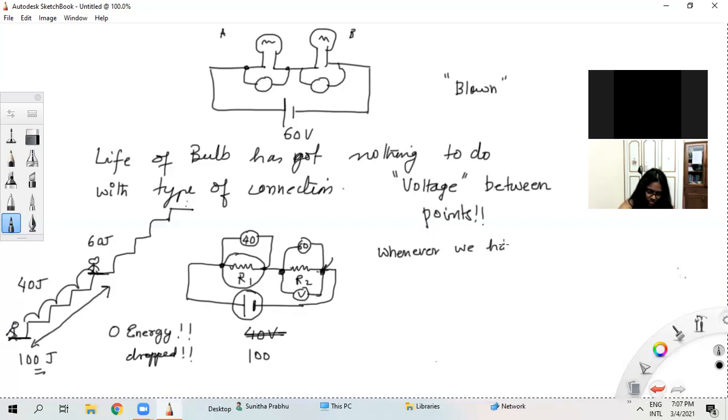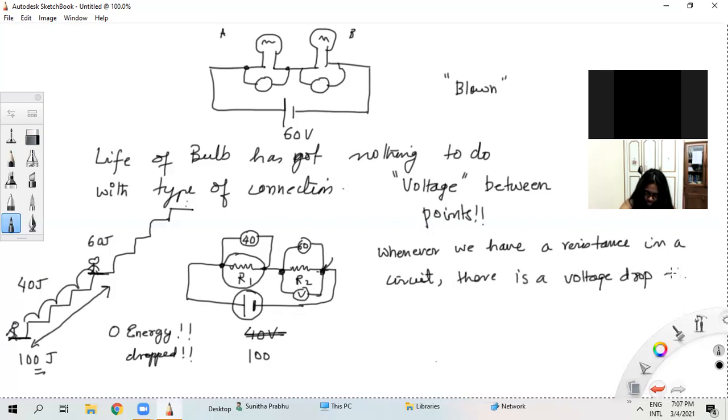Whenever we have a resistance in a circuit, there is a voltage drop across it. Voltage drop across it means it's nothing negative. It's just that much energy is consumed by the resistor. So that resistor is consuming the energy and it is going to glow.